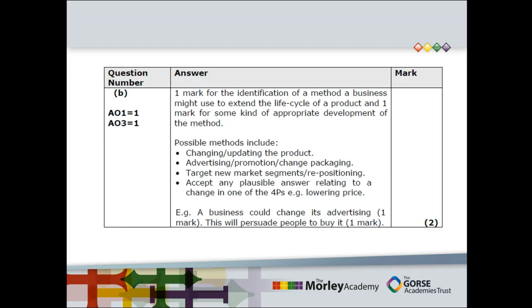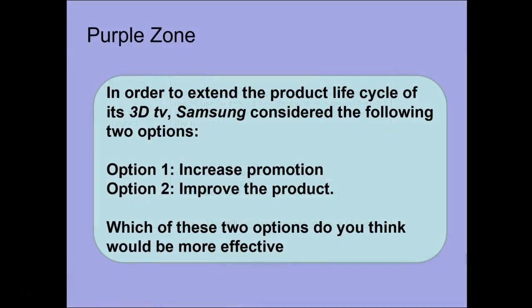So this is the mark scheme. Ways that you could have extended the life cycle. It's the list that we've already sort of talked about there, changing something within the 4 Ps or updating the product. Business could change its advertising. This will persuade more people to buy.